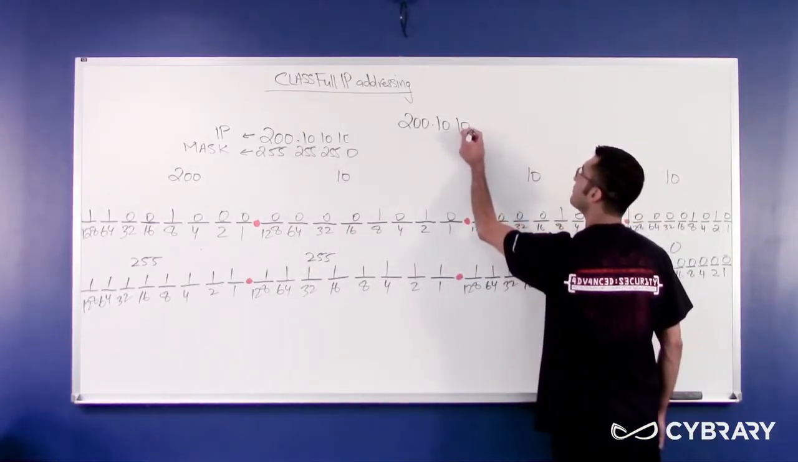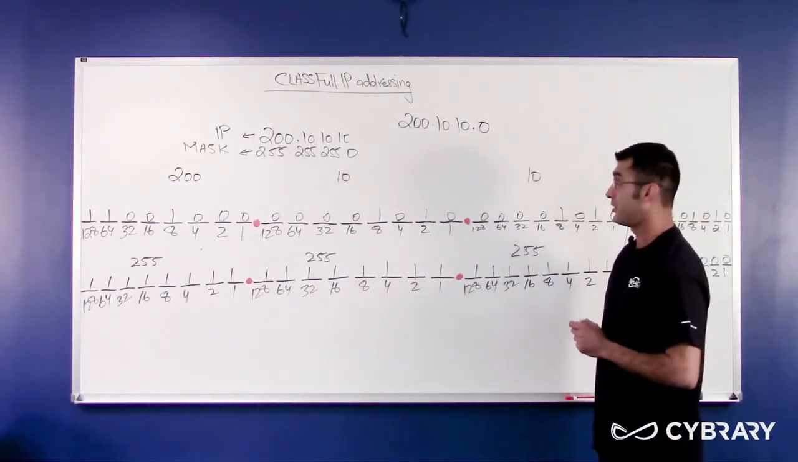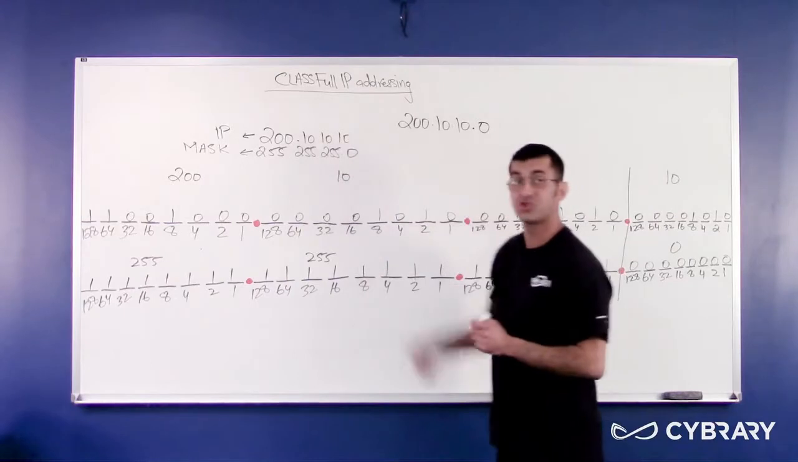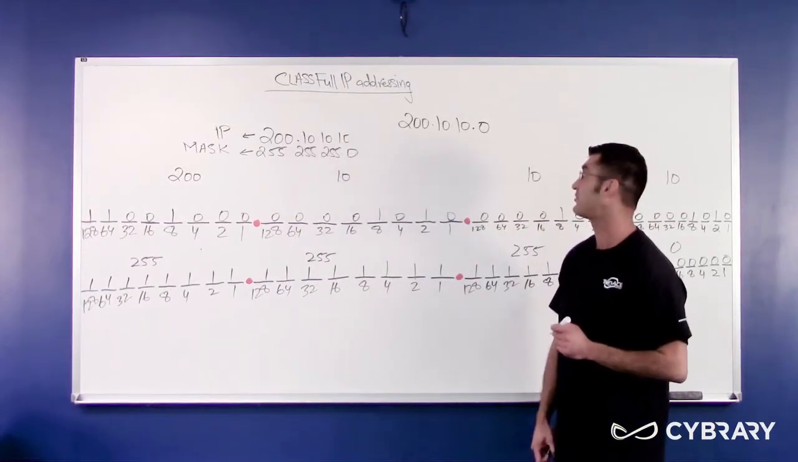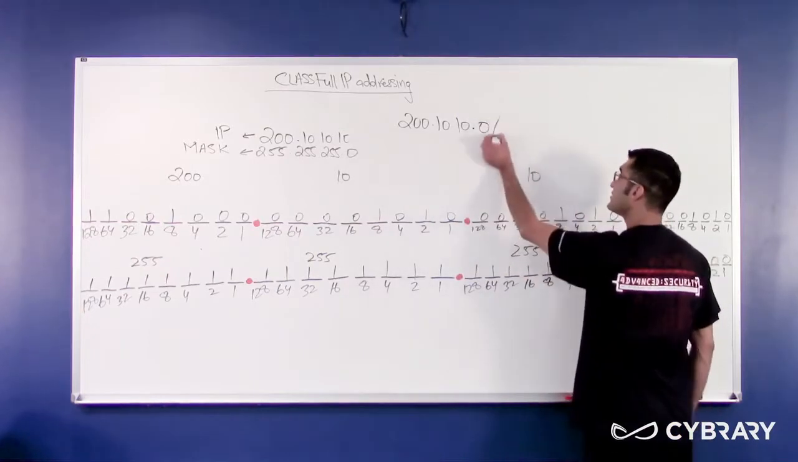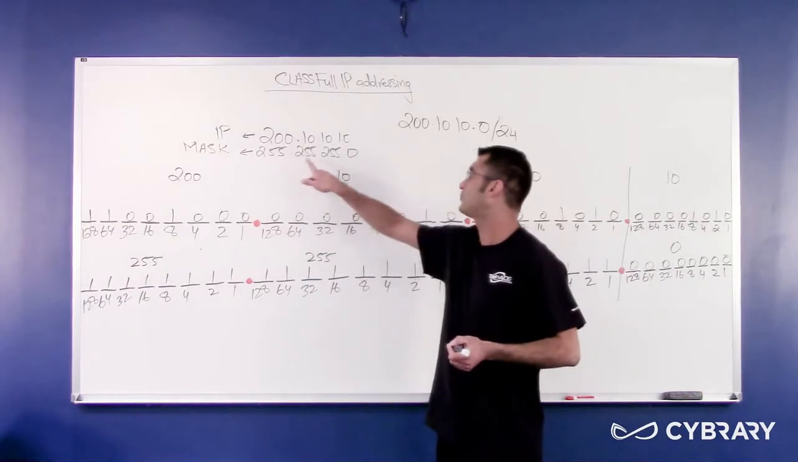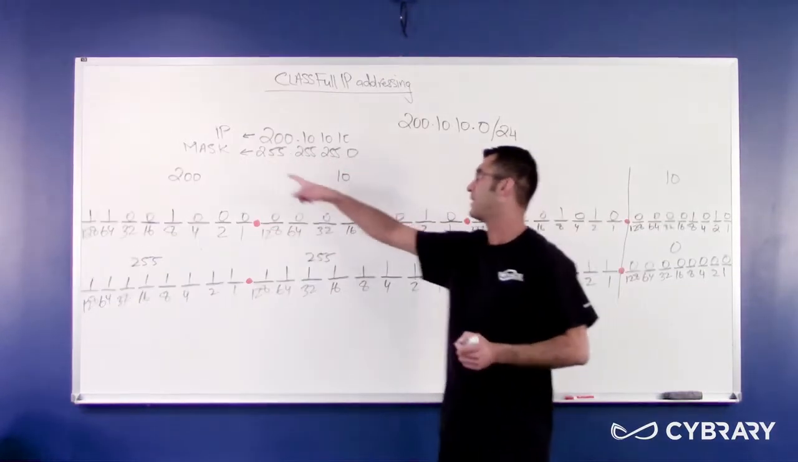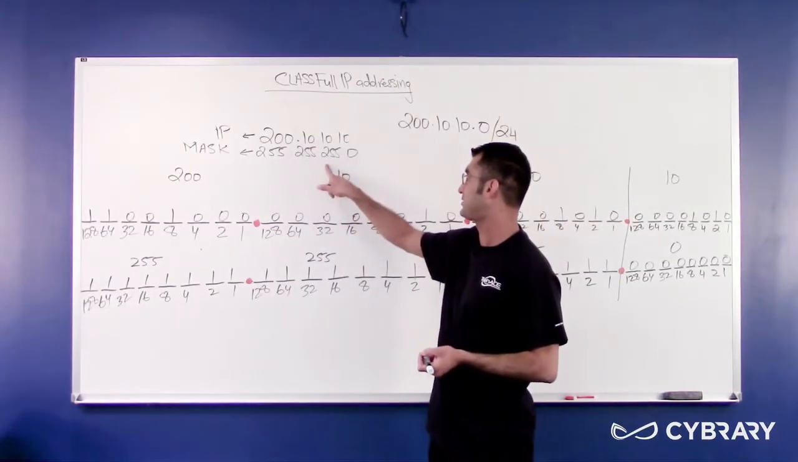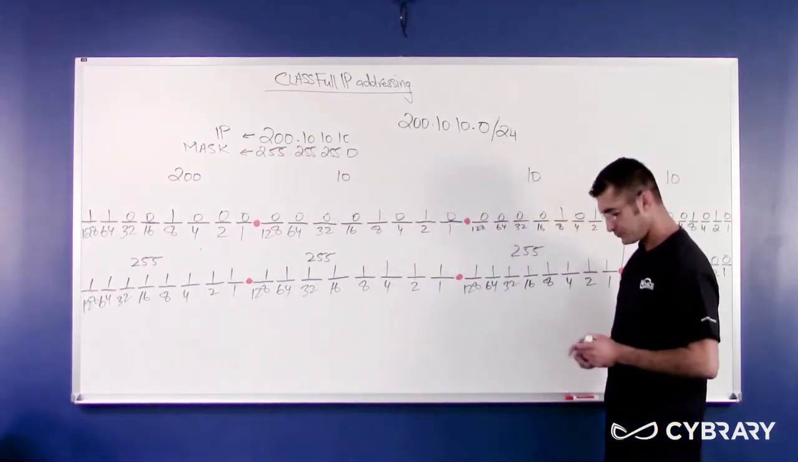So we simply put a 0 here. So the street number for this IP address, just the street number or the network address, is 200.10.10.0. And again, this is /24 or 255.255.255.0. 8 bits plus 8 bits plus 8 bits is 24 bits, hence /24.